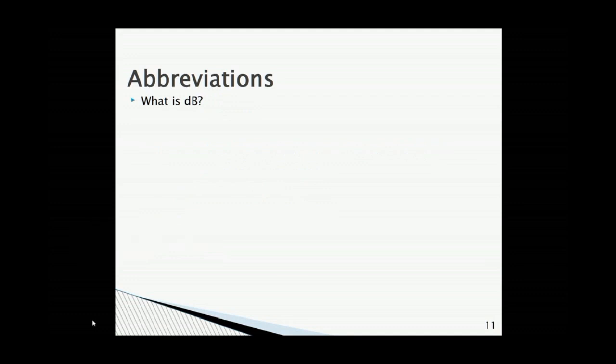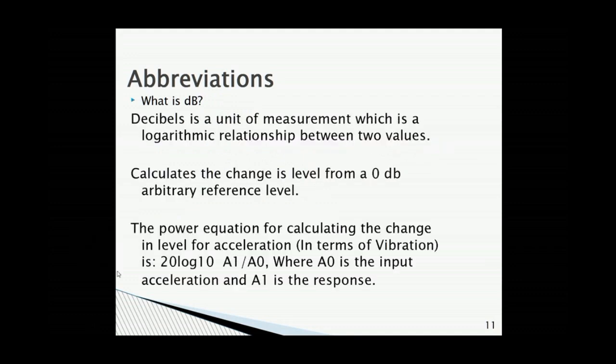What is dB? Decibels is a unit of measurement which is a logarithmic relationship between two values. It calculates the change in level from a 0 dB arbitrary reference level. Now, what does this mean? Well, this means that you can select any point on a graph and choose it as your 0 dB reference.